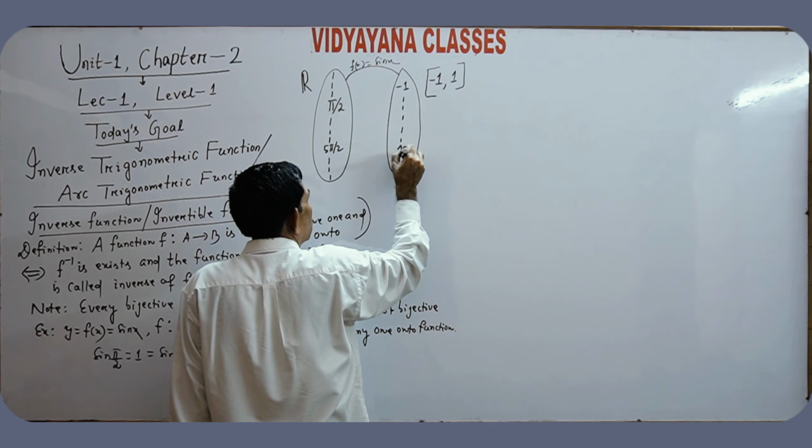Many elements of this set correspond to one element in this set, so it is many-one. Since the range of f is equal to this set, it is onto. All of this was discussed in the function chapter in the previous class. F is a many-one onto function.